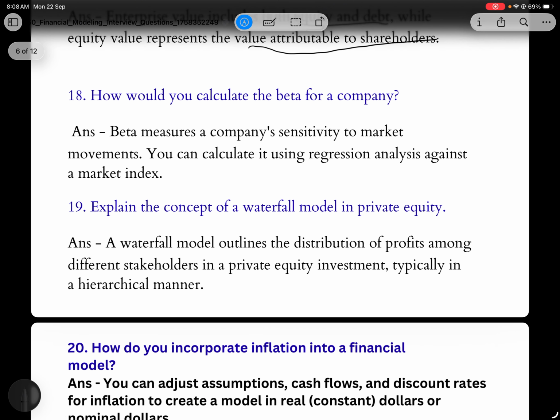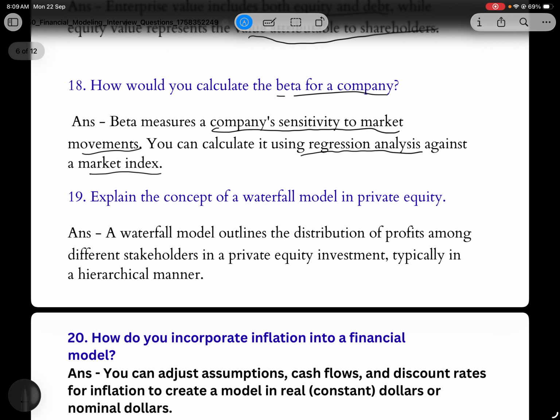So how do we calculate beta? Beta is nothing but a measure of the company's sensitivity to market movements. We calculate it using a regression analysis against a market index. Normally market beta is considered to be 1, and then we compare the company to it, and calculate how much sensitivity the company has in terms of the market, right?